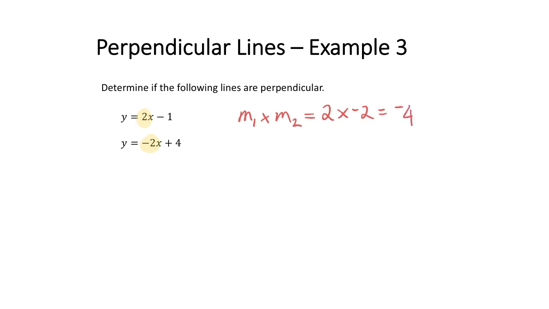Because the two gradients, when multiplied together, do not equal -1, therefore the lines are not perpendicular. So that is an example of how we can test to determine if two lines are perpendicular.